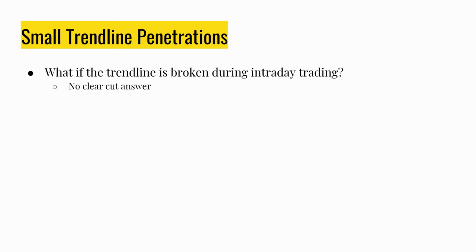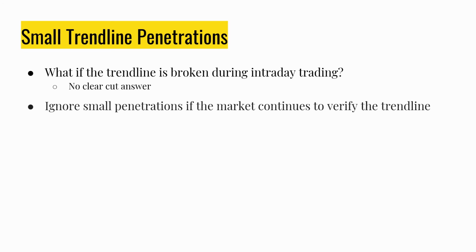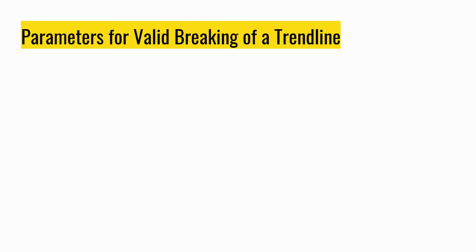For instance, is the trend line very strong, or did the penetration just happen during trading hours? However, what we can say for sure is that we can ignore small penetrations if the market continues to verify the trend line. As mentioned before, it's tough to determine what kind of penetrations cause a trend line to be broken, so I'll talk about 3 guidelines that may help you on that decision.